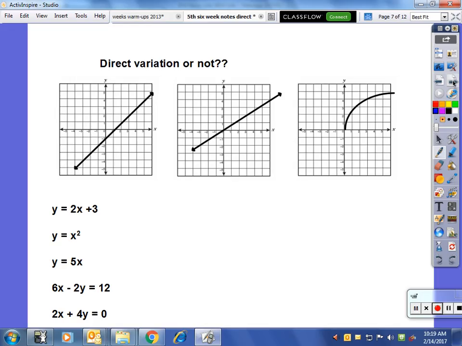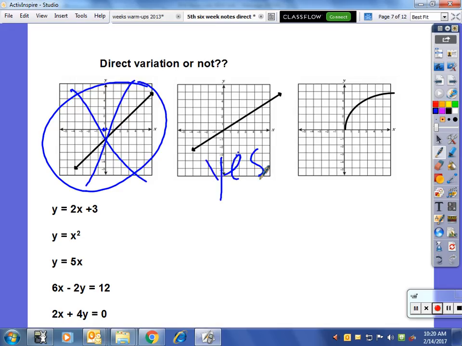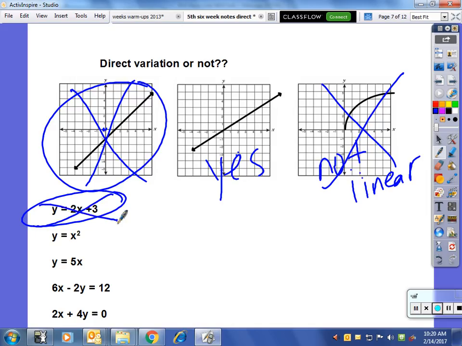Okay, now let's look at some pictures. You might be asked to identify direct variation from a picture. Is this direct variation? No, why not? It's not going through the origin. Is this direct variation? Yes. Is this? No, why not? It's not linear. Direct variation is linear. Is this direct variation? No, why not? The y-intercept. Is this? No, because it's not linear.